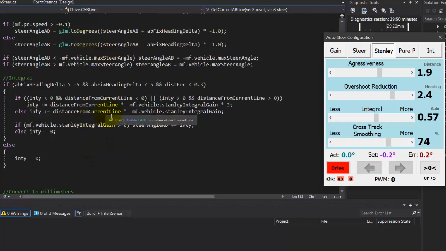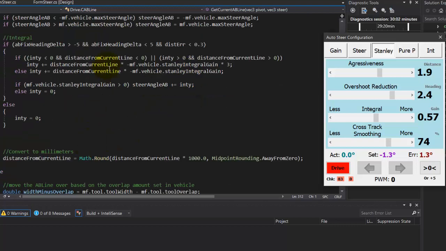And so once we figured out which direction we are, are we on the right side of the line? Are we already oversteered? And once we fix that, or are we wanting to steer to the line, then all we do is add that integral value to the steer angle, and that's it. And if we're out of scope, if we're not within that 5 degrees and we're not within that 30 centimeters, then we just zero out the integral, because it doesn't matter.